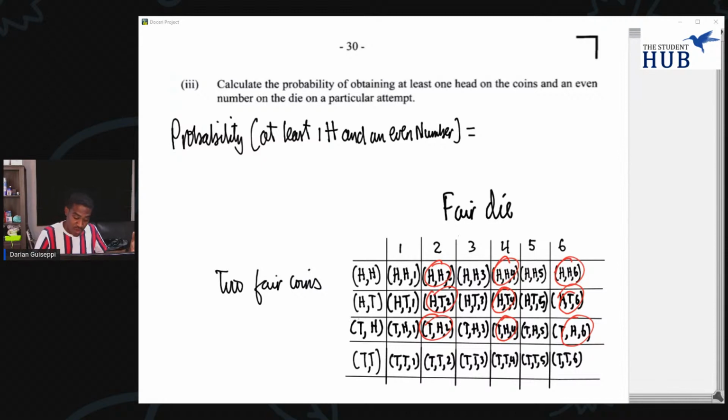Simple. If you draw this table, it actually makes it real easy. Or some people could see it in their minds and write it down. But here, you have all the outcomes written down, so it makes it so easy. So then we just put the answer, 9 on 24, and reduce it, you get 3 on 8. And that's the probability of obtaining at least one head on the coins and an even number on the die on a particular attempt. And that's the solution there.